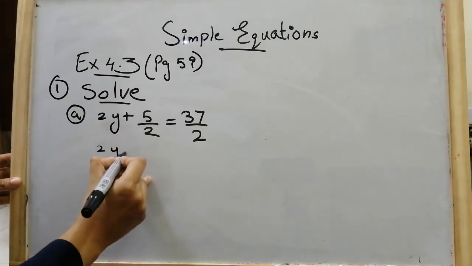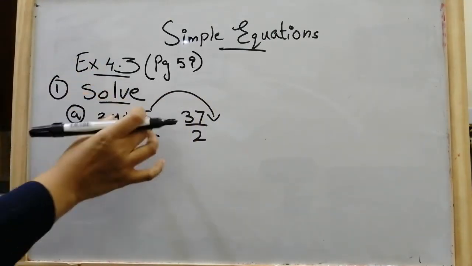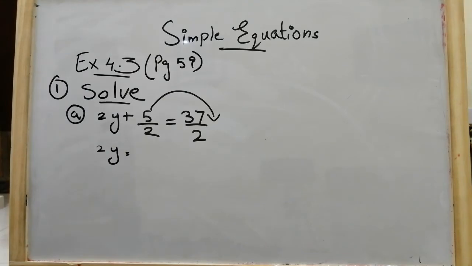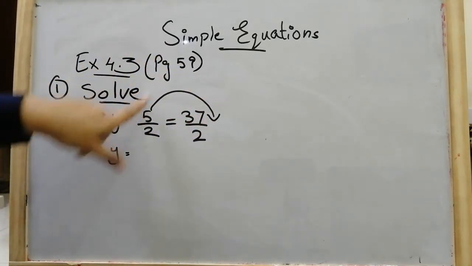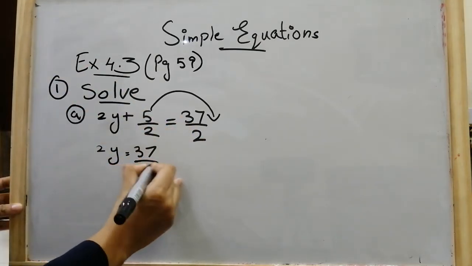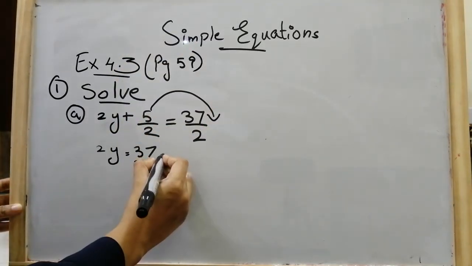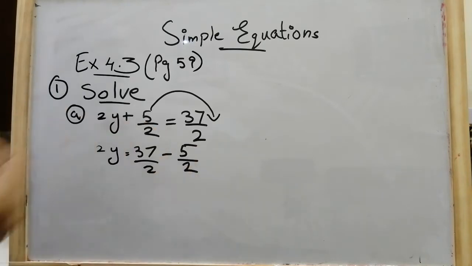2y is equal to, I'm going to take this number to the right side. When we take a number to the right side, in case of addition and subtraction, it will be opposite. If it is addition, here it becomes subtraction, and which is subtraction, it becomes addition. Now here it is addition, so 37 by 2, write the number as it is, which is after is equal to, and take 5 by 2, addition becomes subtraction, 5 by 2.